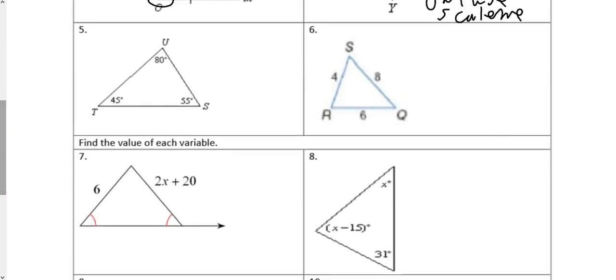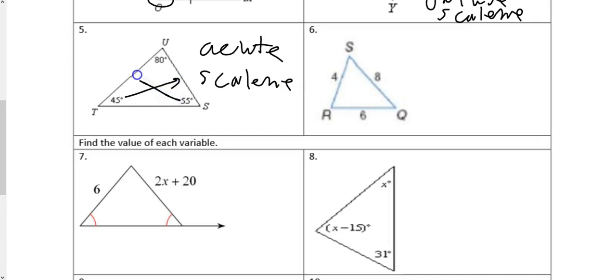All three of these angles are acute. They're all under 90 degrees. And again, since all three angles are different, all three sides are different. In fact, that's the shortest side, because it's opposite the smallest angle. That's the medium side, and that's the largest side. So, baby bear, mama bear, papa bear.